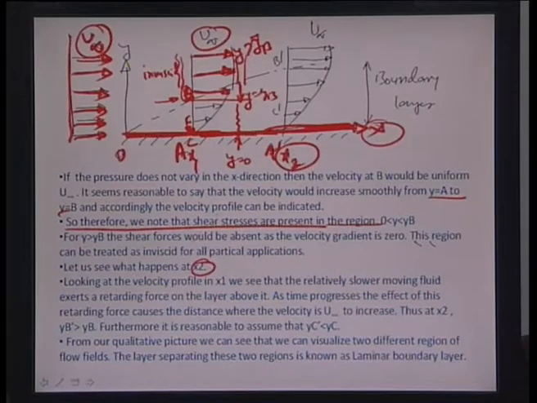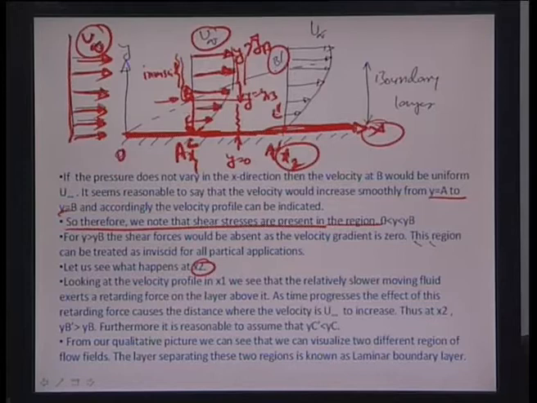Okay, so we will just see what happens in x2 at this particular point. So let us look at the velocity profile in x1. We see relatively slower moving fluid exerts a retarding force on the layer above it. Okay, as time progresses, the effect of this retarding force causes the distance where the velocity is u infinity to increase. Thus at x2, yB dash has to be further away than this point here, which is the point of contact C dash.